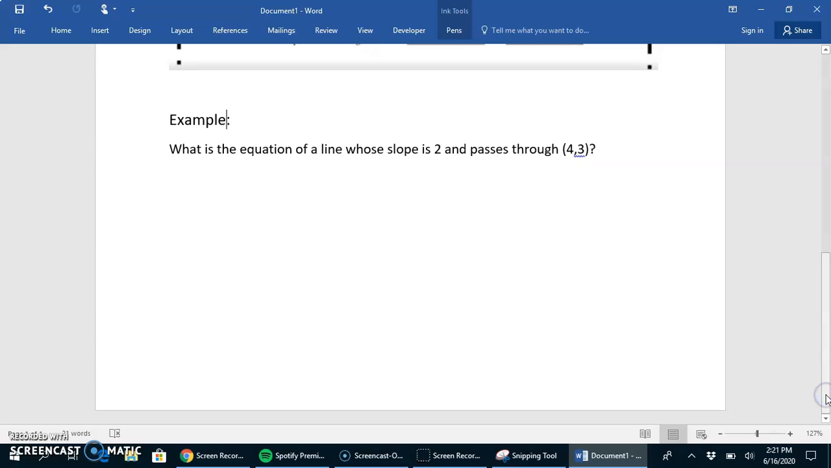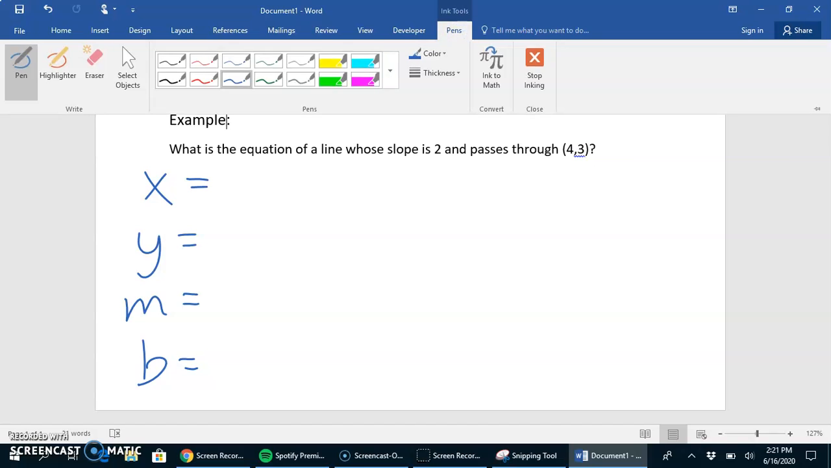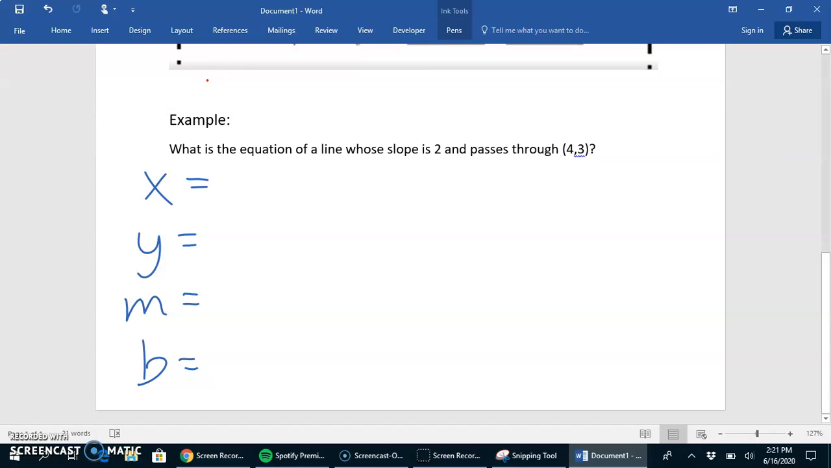So here's a question for us. What is the equation of a line whose slope is 2 and passes through 4, 3? Now, you guys know I love to set up before we do anything. So the first thing I always want you guys to do is write, what is my x, what is my y, and what is my m? And then we're going to put right here, what's our b? Okay? Now we're going to use the equation of the line to help us. y equals mx plus b. And we're going to list what we already have.